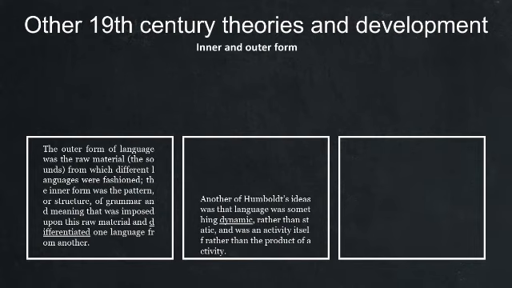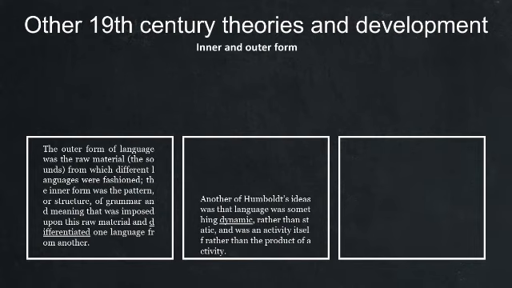More original was Humboldt's theory of inner and outer form in language. The outer form of language was the raw material or the sound from which different languages were fashioned. The inner form was the pattern or the structure of grammar and meaning that was imposed upon this raw material and differentiated one language from another. The structure concept of language was to become dominant for a time at least in many of the major centers of linguistics by the middle of the 20th century.